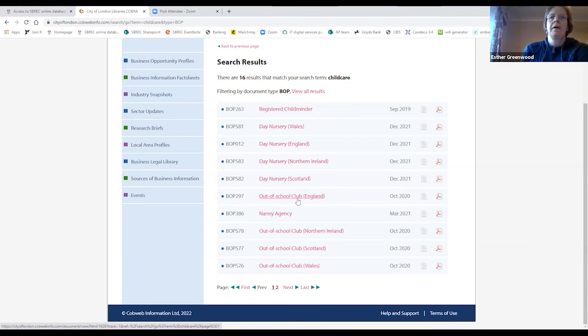I think that somebody would need to read a number of these different ones. You'll see that they break it down by country, where the regulations are different in the four countries. So Wales, England, Northern Ireland, and Scotland. So it might be a question of reading a number of these business profiles to see what the different regulations are that they might have to comply with.